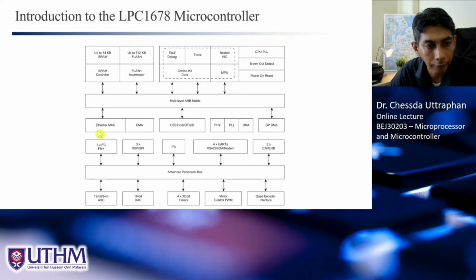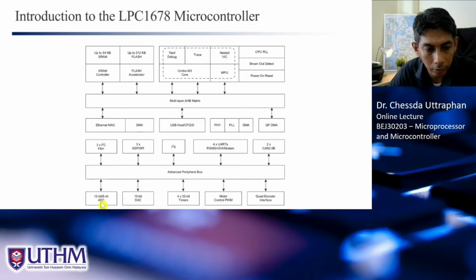We have a connection to the Ethernet, direct memory access for the Ethernet. USB, we can connect to the USB. We have I2C, which is for communication, a peripheral. SPI is also communication, which we will learn in chapter 5. I2S is also communication. CAN is also communication. We have the ADC.